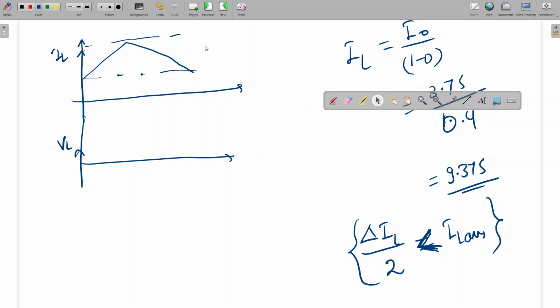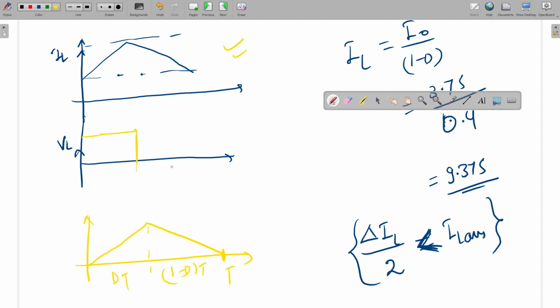This is the inductor current in continuous conduction. At the boundary, what will be the condition? It will just touch the x-axis. Okay, so this is the boundary condition. On time is DT, and off time is (1 minus D)T. This is the time period.